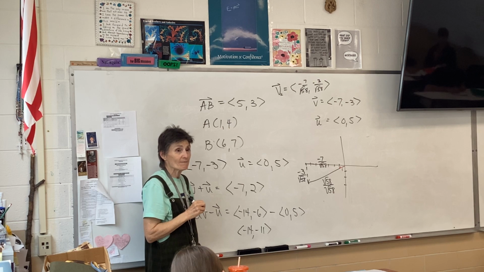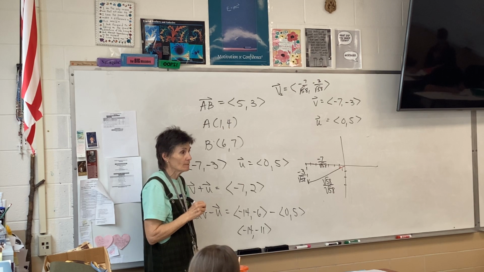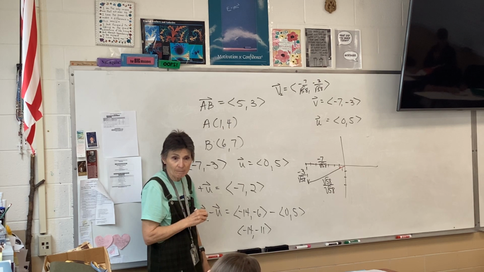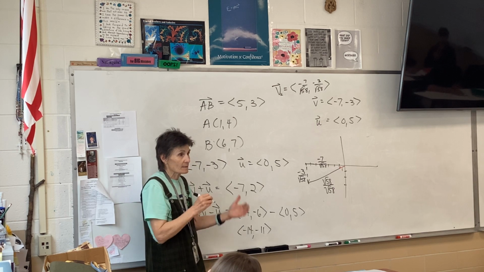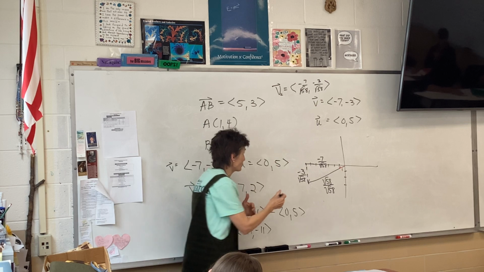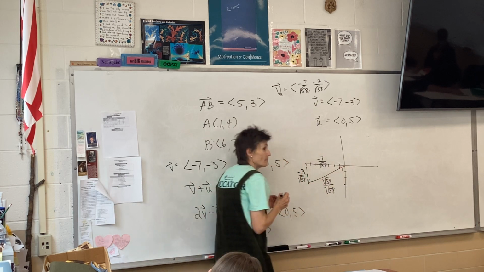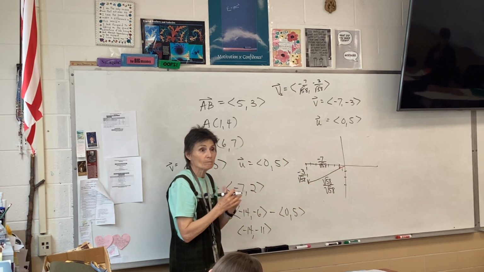How do we make a vector a unit vector? We simply divide it by its magnitude. That's called similar triangles from geometry, remember that? Proportional.